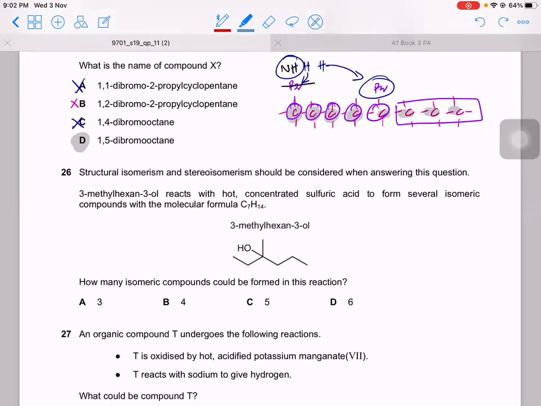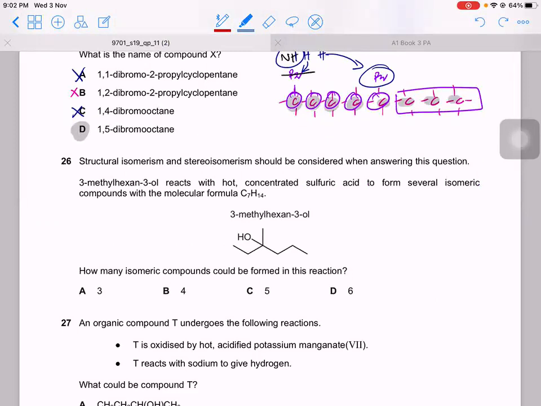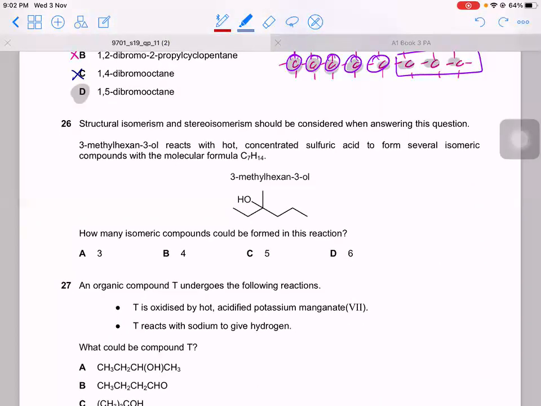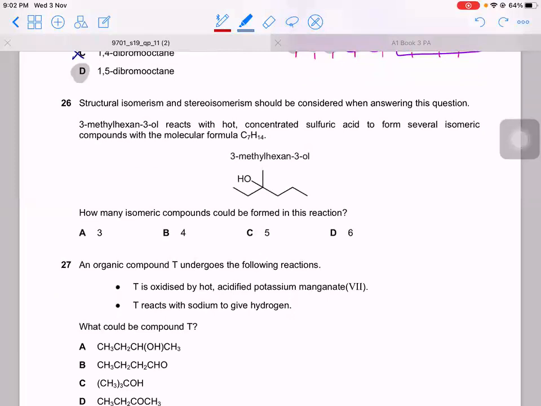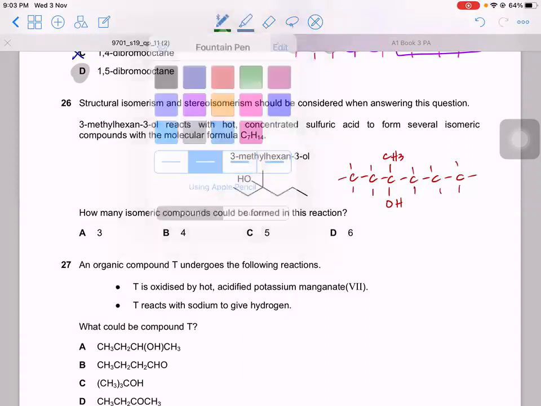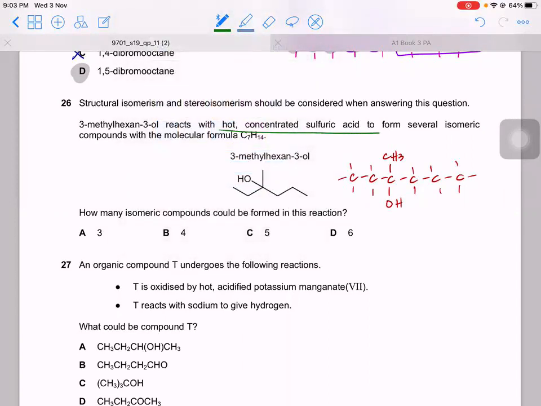Question number 26. Structural isomerism and stereoisomerism should be considered when answering this question. Let's see. 3-methyl-hexane-3-ol. So let's make hexane-3-ol. Right here we have this. It is undergoing a reaction with hot concentrated sulfuric acid. What is that reaction? That is dehydration of alcohols.